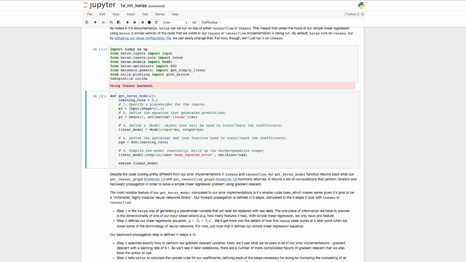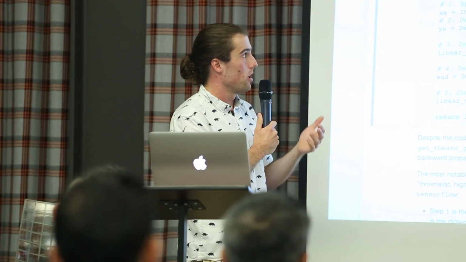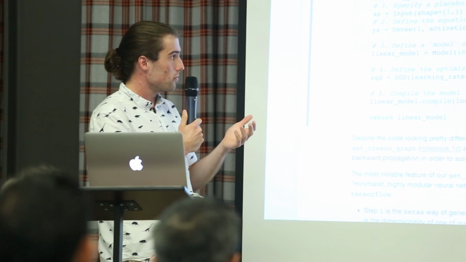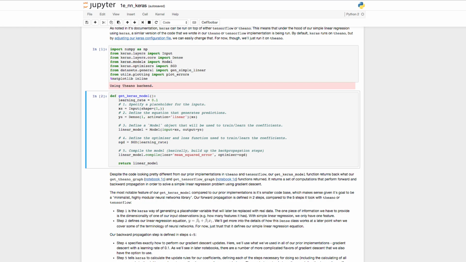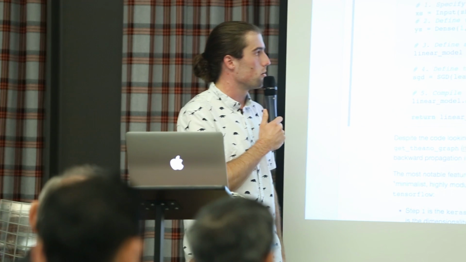So in terms of diving in, we have the same learning rate that we've had before. Here we again specify a placeholder, but instead of specifying a placeholder for our inputs and outputs, we just have to specify a placeholder for our inputs. Okay, and we're going to end up filling that in later. After that, we are going to define the equation that generates our predictions. And previously, we actually had to hard code that up, right? We had to code in the y hats is equal to beta naught plus beta 1 times x1.